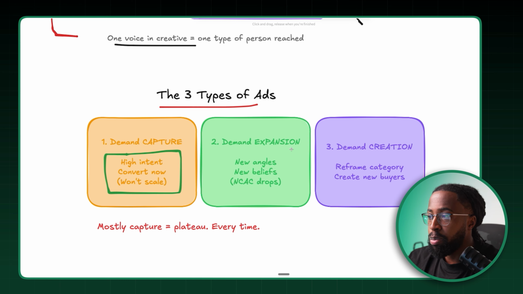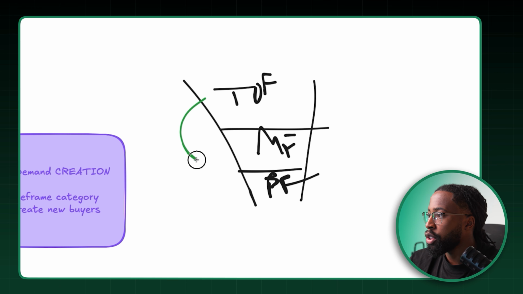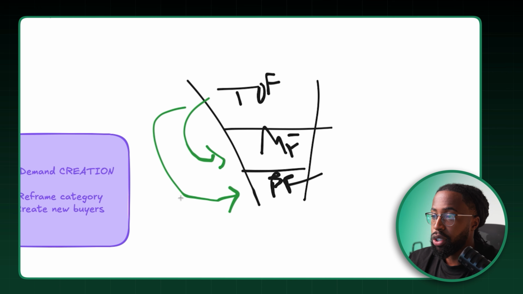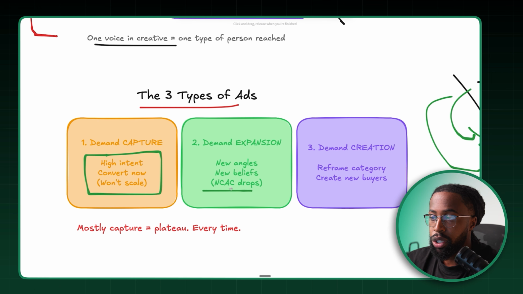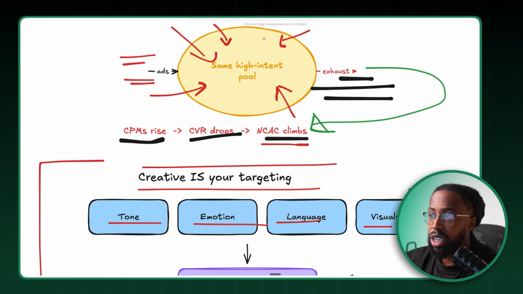So demand expansion is the sweet spot. This is where we're trying new angles and new beliefs. What we're doing here is we're taking people who are top of funnel, who don't really know about you, and we're bringing them lower into the funnel. Excuse the drawing, it's horrible. This is where we're actually going to start to see a drop in new customer acquisition, because we're testing new angles and new beliefs, which brings us to different intent pools, not this exact same one we've been rinsing.